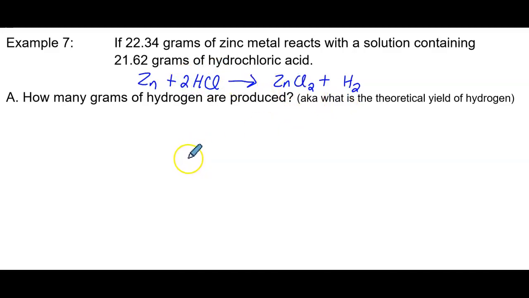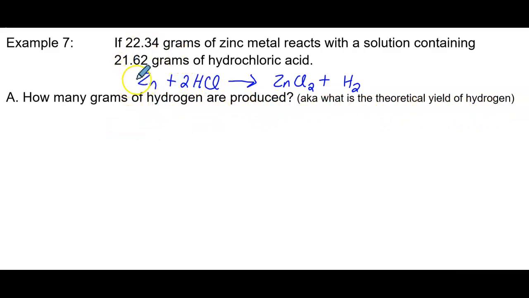This question says how many grams of hydrogen are produced. Another, more sophisticated way of asking this would be, what is the theoretical yield of hydrogen? So I can say how many of something I need, or I could use real chemistry sophistication and say theoretical yield. Either way that could be asked.